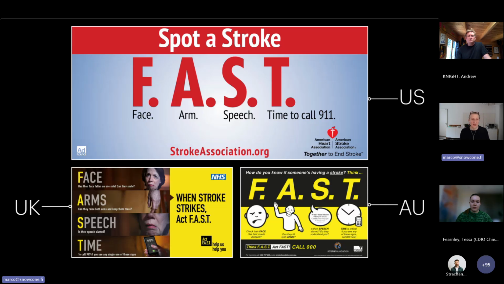In fact, if you look in the UK, you would have seen NIH posters saying FAST in the US. So if you have these symptoms, get to the hospital as soon as possible. And the prevailing thinking was that the problem now was with us. Meaning that we're not going to the hospital fast enough. And if we could just get the whole population to the hospital fast enough, then stroke done. Let's move on to the next disease.